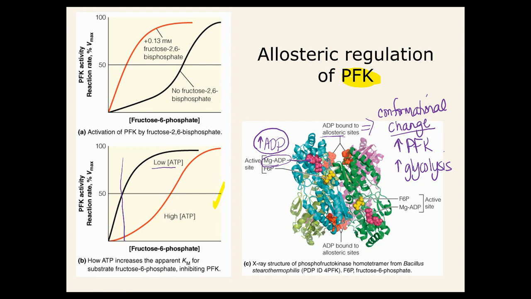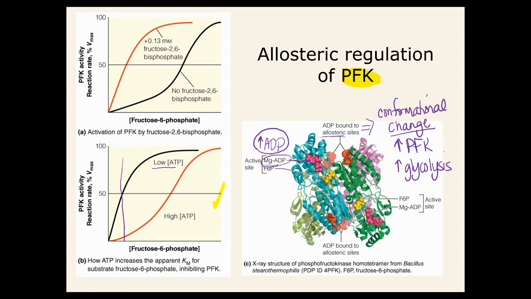Okay, when I said slows it down, I mean the Vmax stays the same, but what I mean is that you need a lot more substrate to keep it going. So it's a form of regulation. You're shutting it down by changing the KM. Okay, all right.